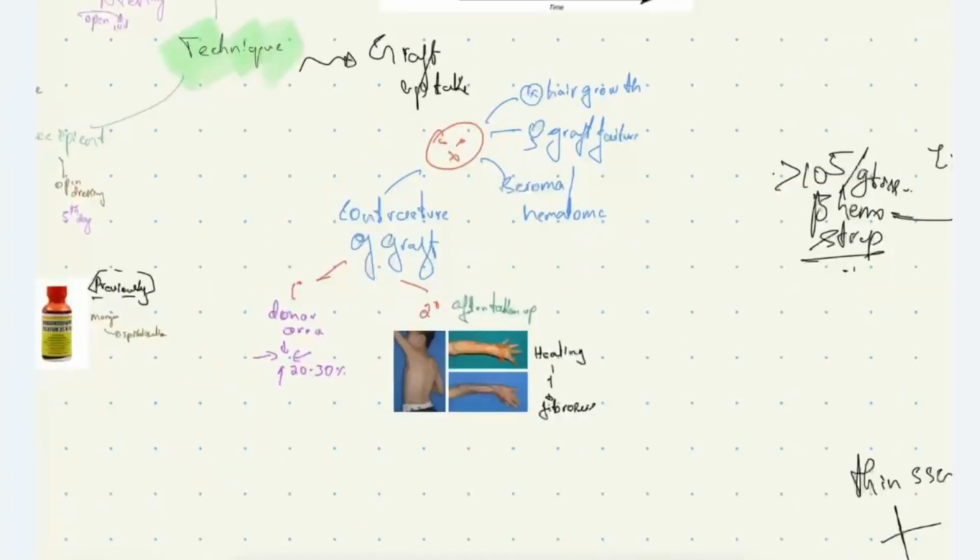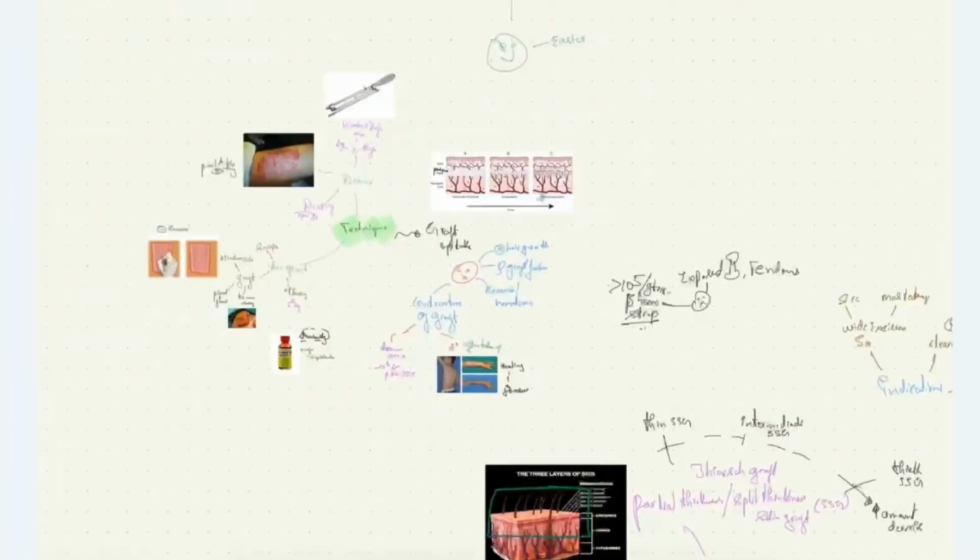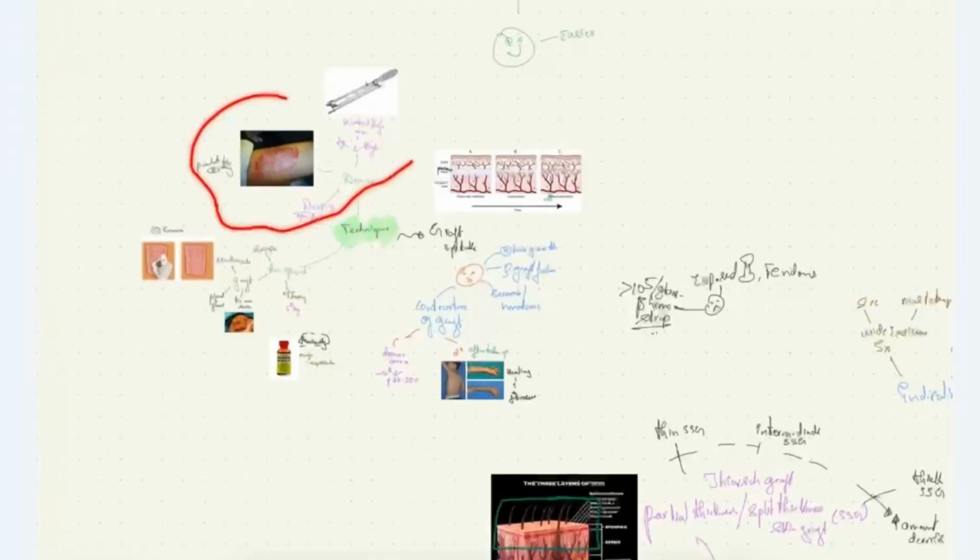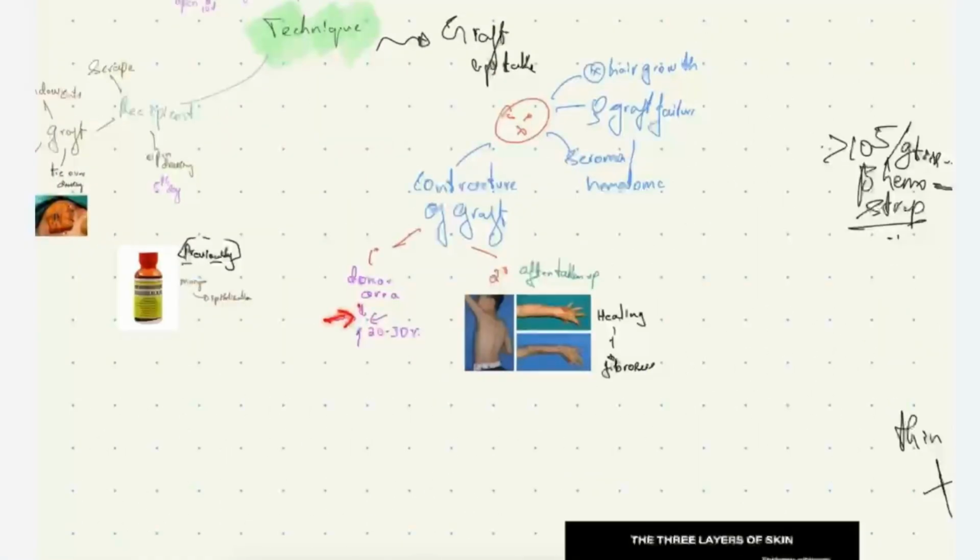There may be contracture of the graft. It is divided into primary contracture and secondary contracture. What is primary contracture? As soon as you take the skin graft from the donor, the skin graft which has been taken will contract by 20 to 30%. This is called primary contracture of the graft.